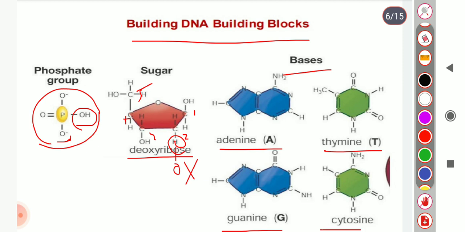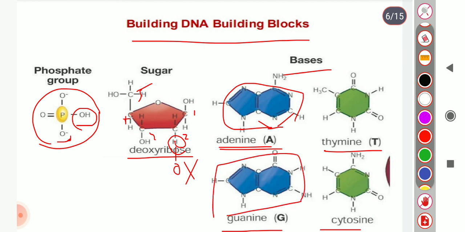You can see that the structure of adenine is a double ring structure, and guanine also has a double ring structure, and thymine you can see has a single ring structure, and cytosine. Thymine and cytosine are single ring, whereas adenine and guanine have the double ring structure.